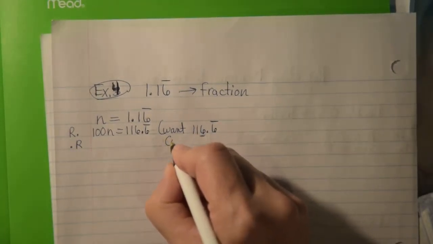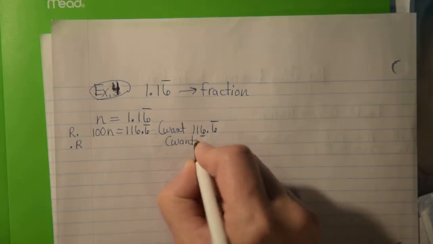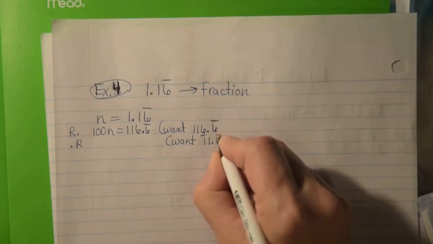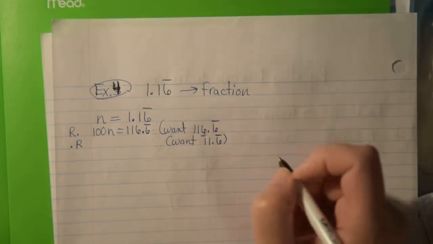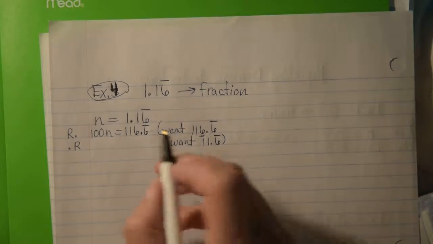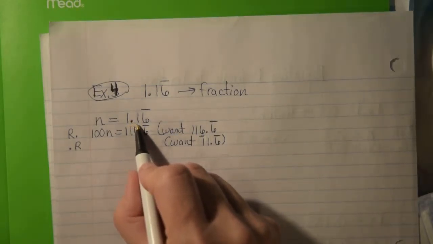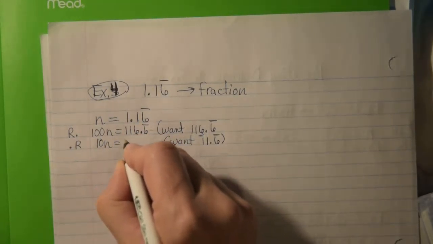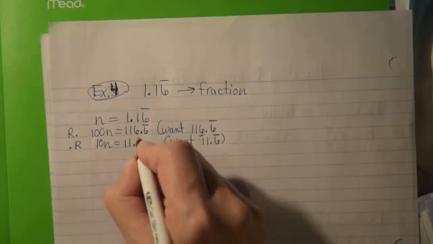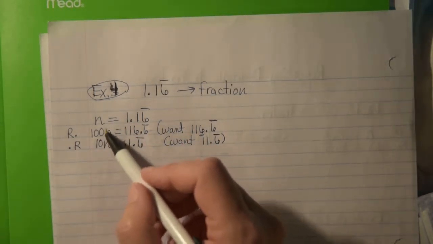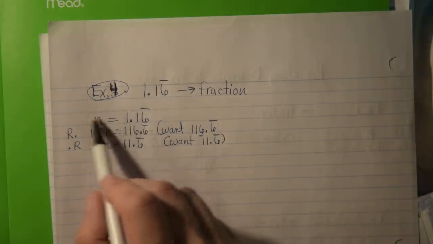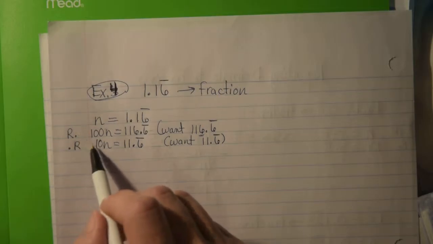And then I want to get the repeating unit directly to the right of the decimal. So I want 11.6 repeating. I need to move the decimal 1 place to get it here. That's multiplying by 10. So 10n equals 11.6 repeating. And these are the two cases that we need to subtract. You don't use the original n equals unless that is one of the two cases.